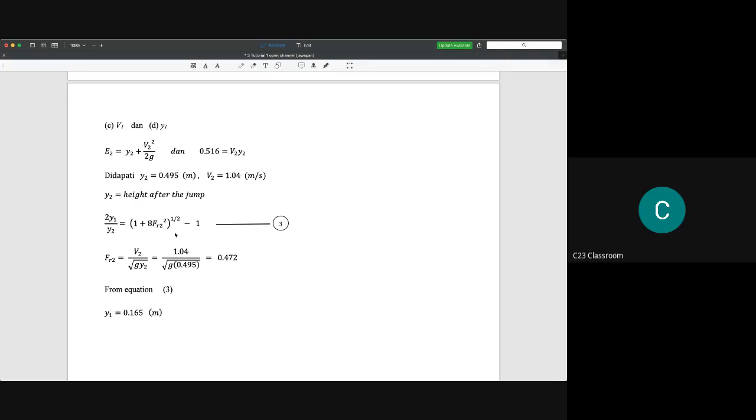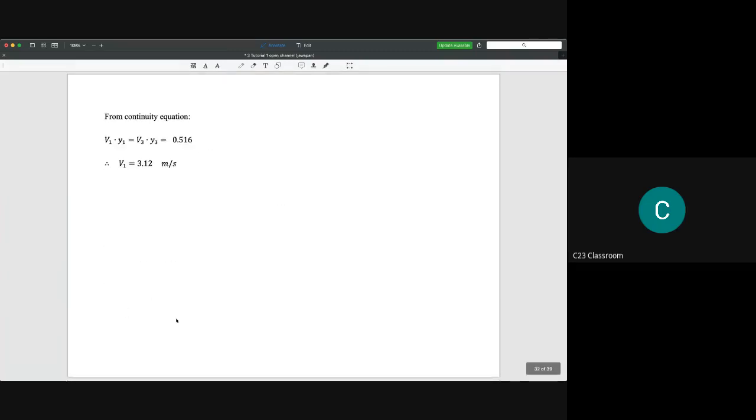So that is what I use here. I use the same equation, but the locations of point number 1 and point 2, meaning before hydraulic jump and after hydraulic jump, are reversed now. Then I could calculate the Froude number for the point after the hydraulic jump as 0.472, and then I substitute in equation number 3, and I get the value of y1 equal to 0.165 meters.